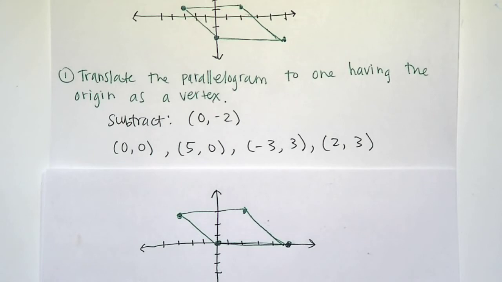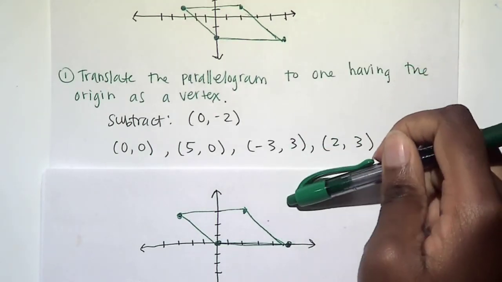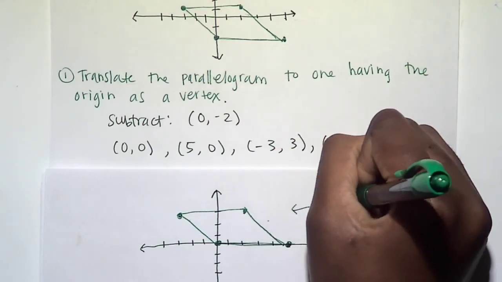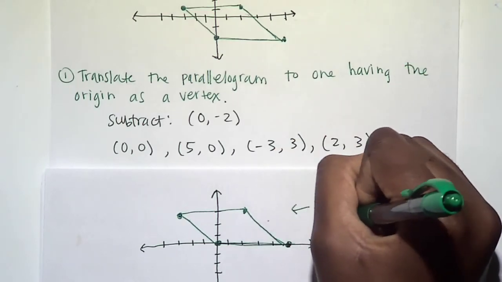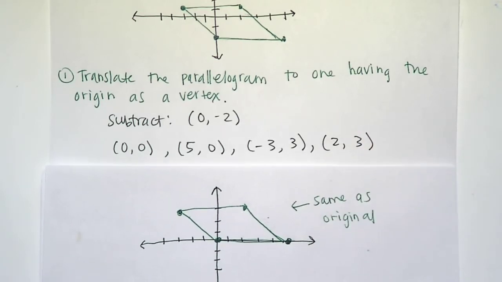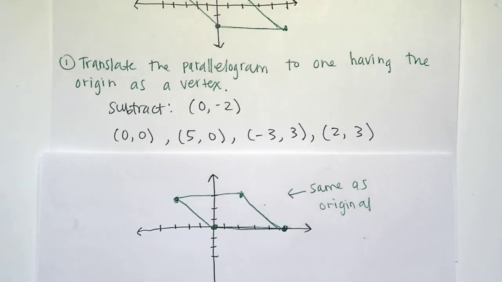This new parallelogram that we've drawn is the same. It's just been shifted, right? So this is the same as the original. It's going to have the exact same area, which is what we're looking for. The next thing we need to do is figure out the matrix that determines our parallelogram.